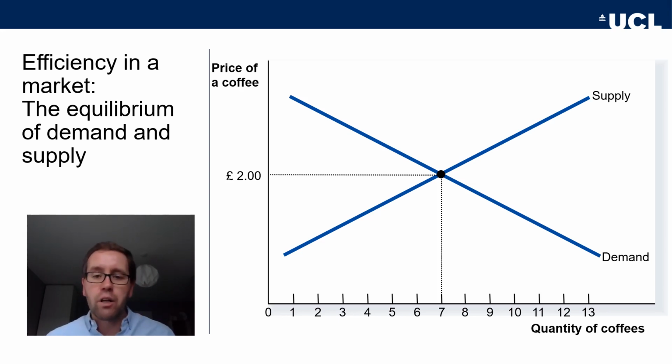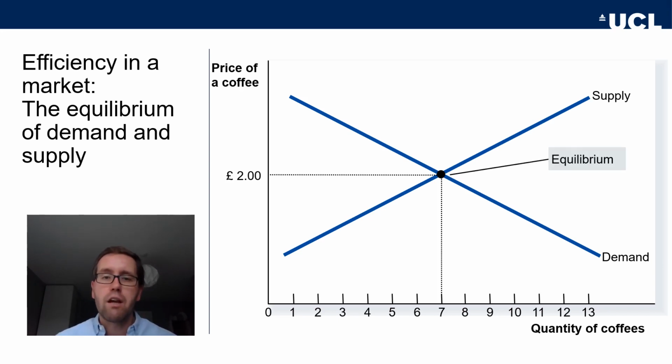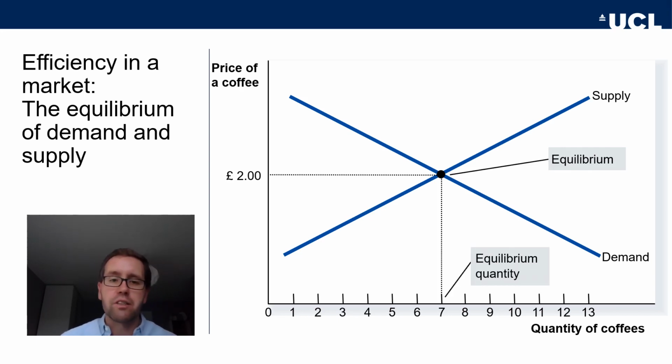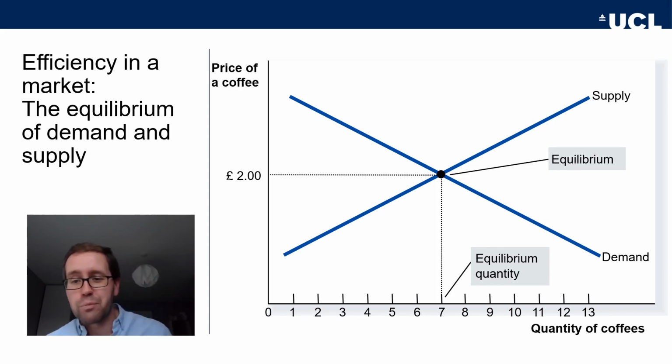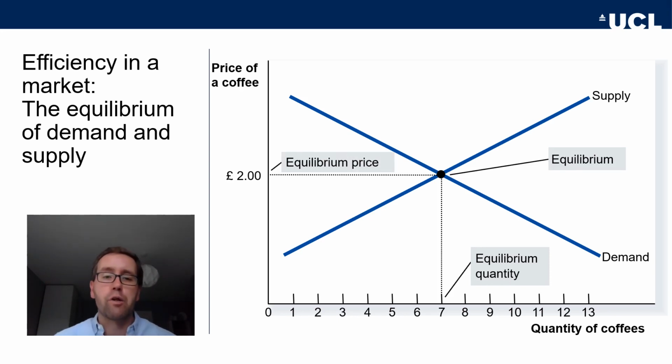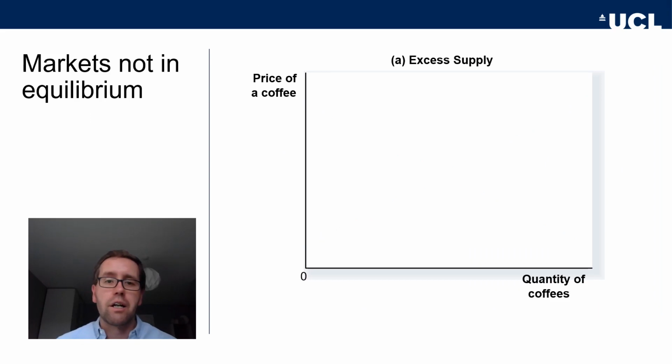In this example, that's set at £2 for the espresso. There are exactly as many people willing to pay £2 as there are suppliers willing to make espressos for people. And this is what we call the market equilibrium. So the equilibrium quantity is 7 espressos per month, maybe, and the equilibrium price is £2. Now, what happens if markets are not in equilibrium?